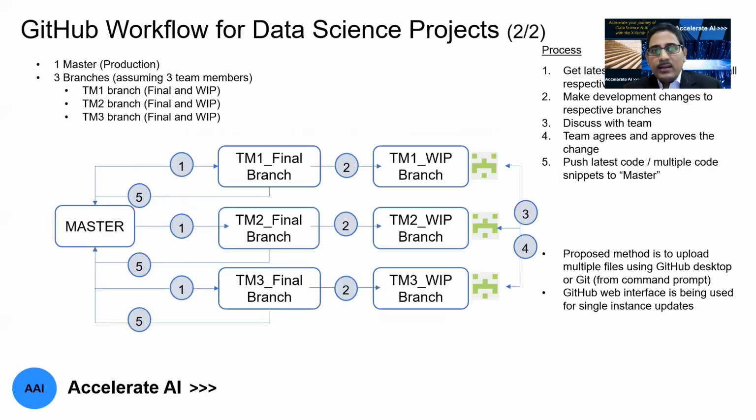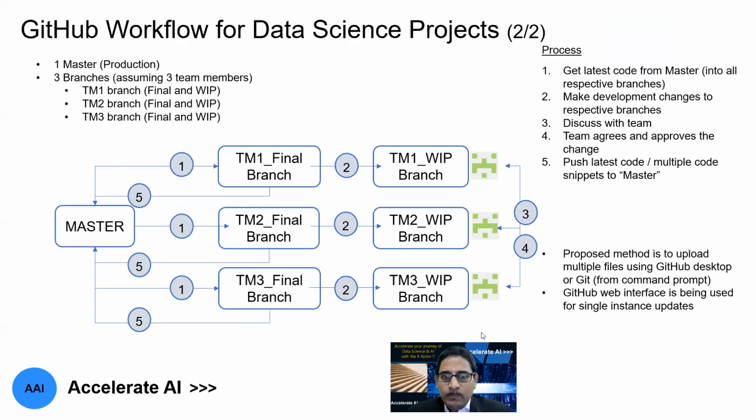Now, if we look at a scenario where you have one master branch, assume that it's your production default branch, and then you have three branches, assuming three team members, right? Team member one, team member two, team member three, and each one of them would have a work in progress branch and a final branch. The final branch is essentially that team member's staging area before they want to push it onto the master branch. So each one of these team members can have a playground area or a developer area, which is WIP, mentioned here as an example. And then you can move that to the final branch.